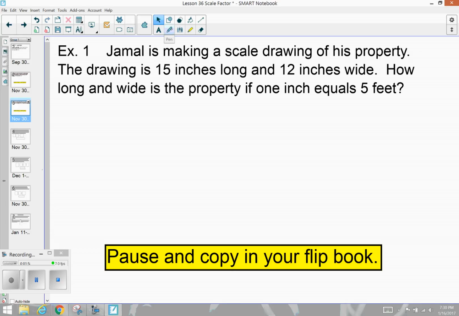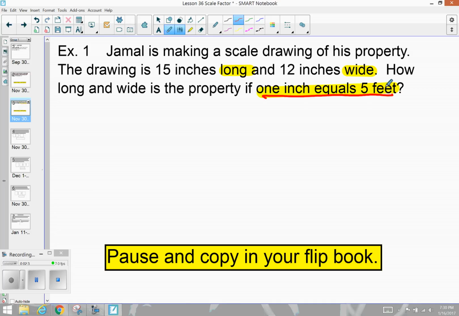All right, well, let's look at what they gave us and what we know here. What they said was we are comparing the long to the wide. They're both inches, so that doesn't help. But we also know that 1 inch is equal to 5 feet. So this part right here is what we're comparing, our inches to our feet, because we're talking about a scale drawing.